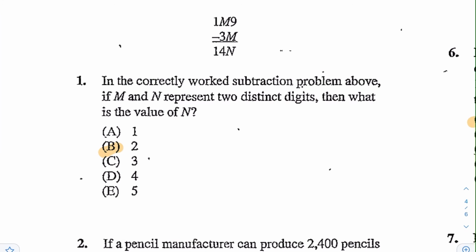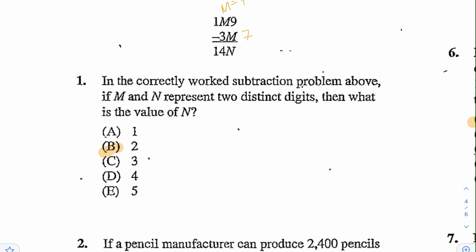Question number 1 says, in the correctly worked subtraction problem above, if m and n represent two distinct or different digits, then what's the value of n? So here, you take a look at the middle column. You have m minus 3 is equal to 4. Now, there's 1, leads to this 1, so you know that you can't have a borrowed or anything here. So you can just do 4 plus 3, and you can probably guess that m is equal to 7.